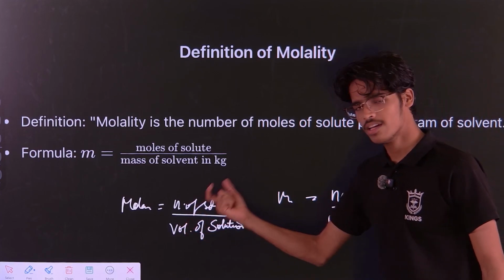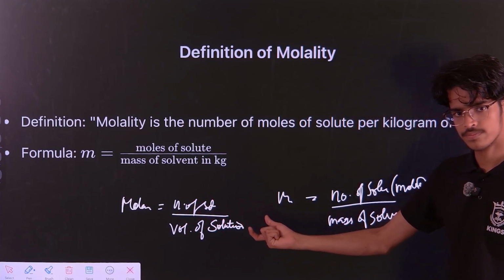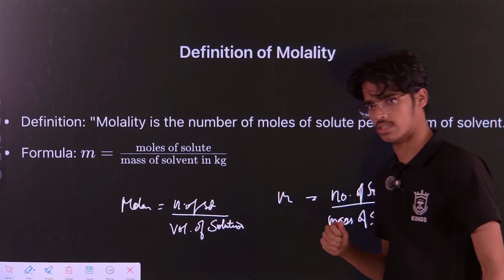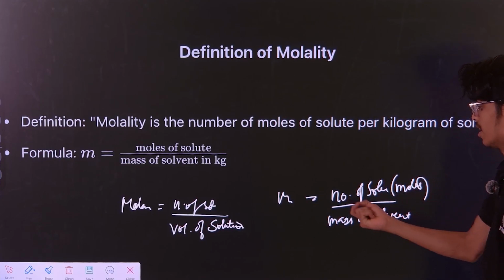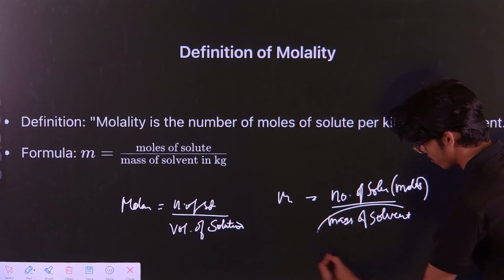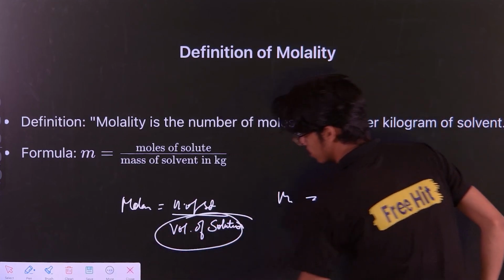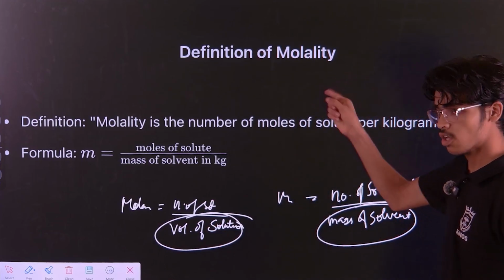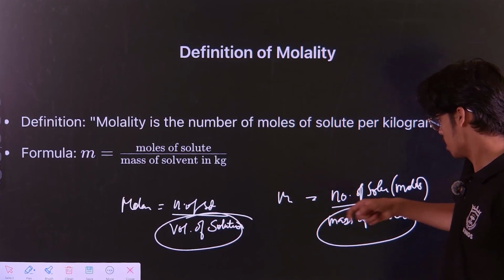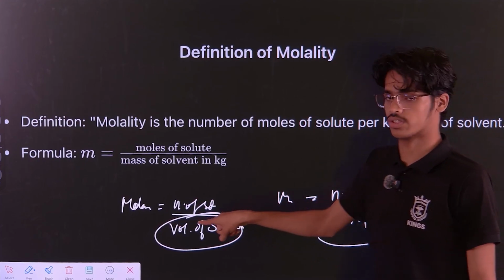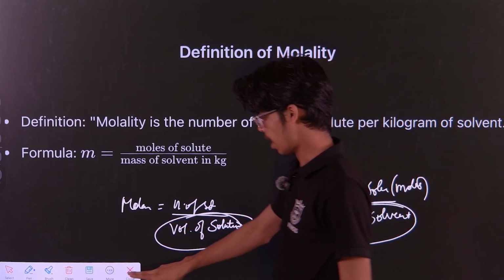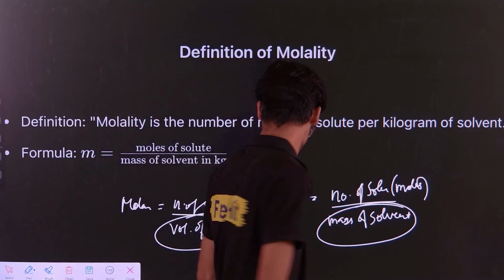What is molarity? Number of solute moles divided by the volume of solution. What is molality? Number of solute moles divided by mass of solvent. This is the difference. Remember, molality is the only thing that discusses the concentration of solute with respect to solvent, not solution. I hope you are able to understand the definition, right?